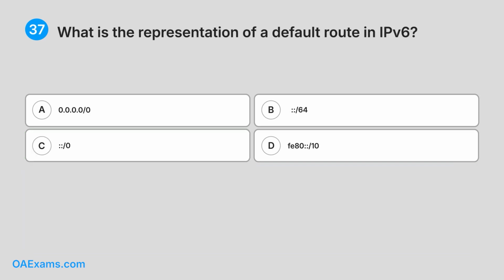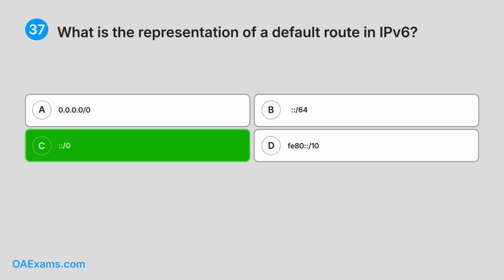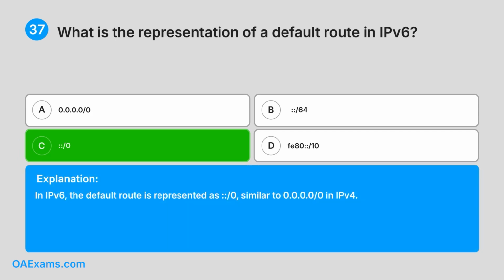37. What is the representation of a default route in IPv6? A. 0.0.0.0/0, B. /64, C. ::/0, D. /80. Do you know the answer? Correct answer: C. ::/0. Explanation: In IPv6, the default route is represented as ::/0, similar to 0.0.0.0/0 in IPv4.